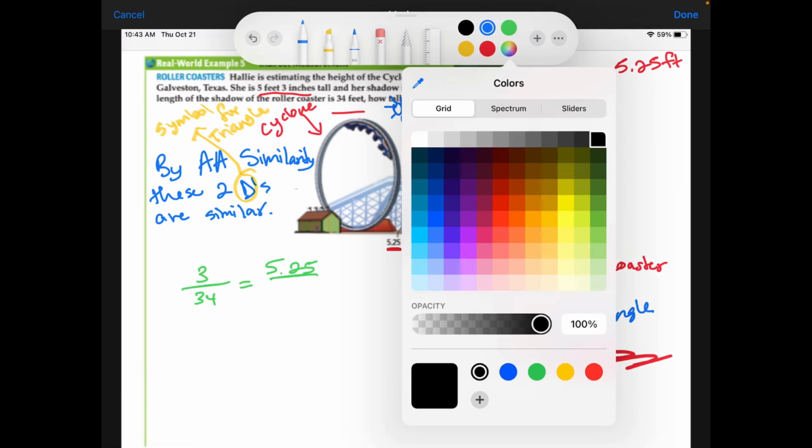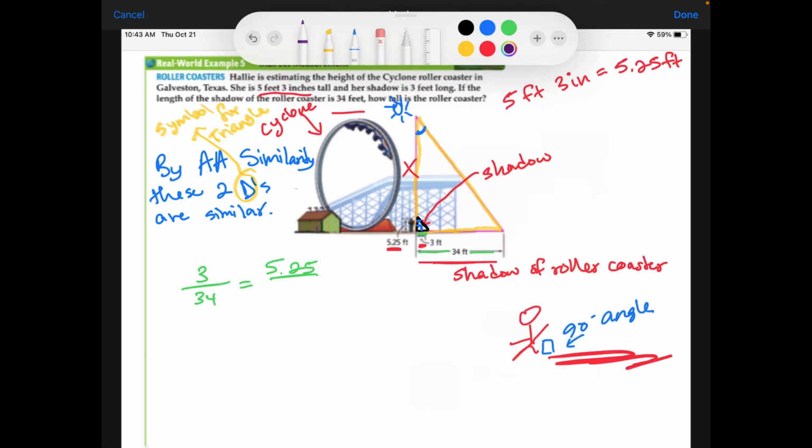let me pick a different color here, maybe purple. Now I'm comparing this height to the bigger height. That larger height is what we're looking for, and so that's where I'm going to put an X. And now we just have to solve for X. We can do the butterfly method to solve. And so we're going to get 3 times X is equal to 34 times 5.25.